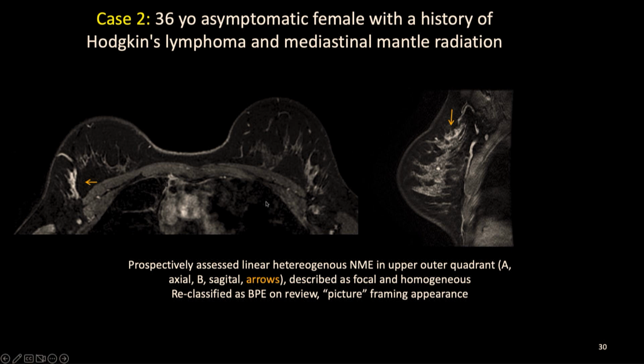You can see that it's coming in from the periphery, and as well there's symmetry to the other side. And you can see on the sagittal delayed images, it doesn't look different from elsewhere in the breast. So it's important to become comfortable with background parenchymal enhancement and the different ways that it may appear on MRI.